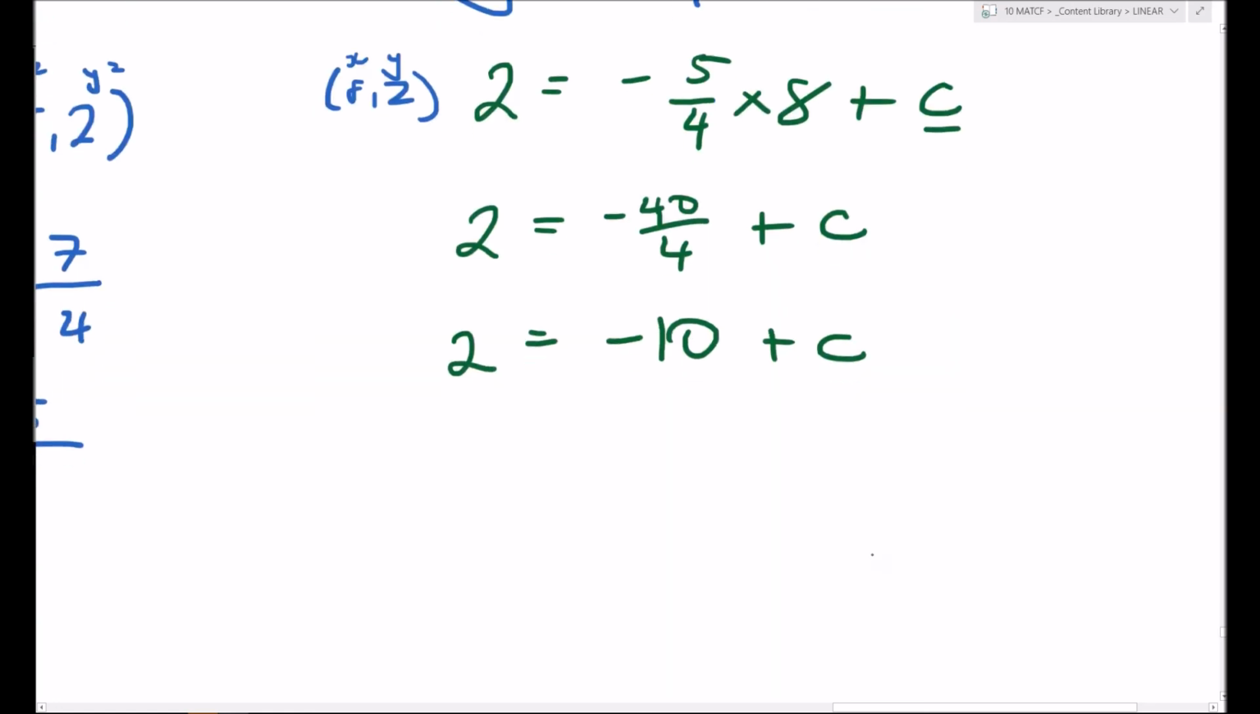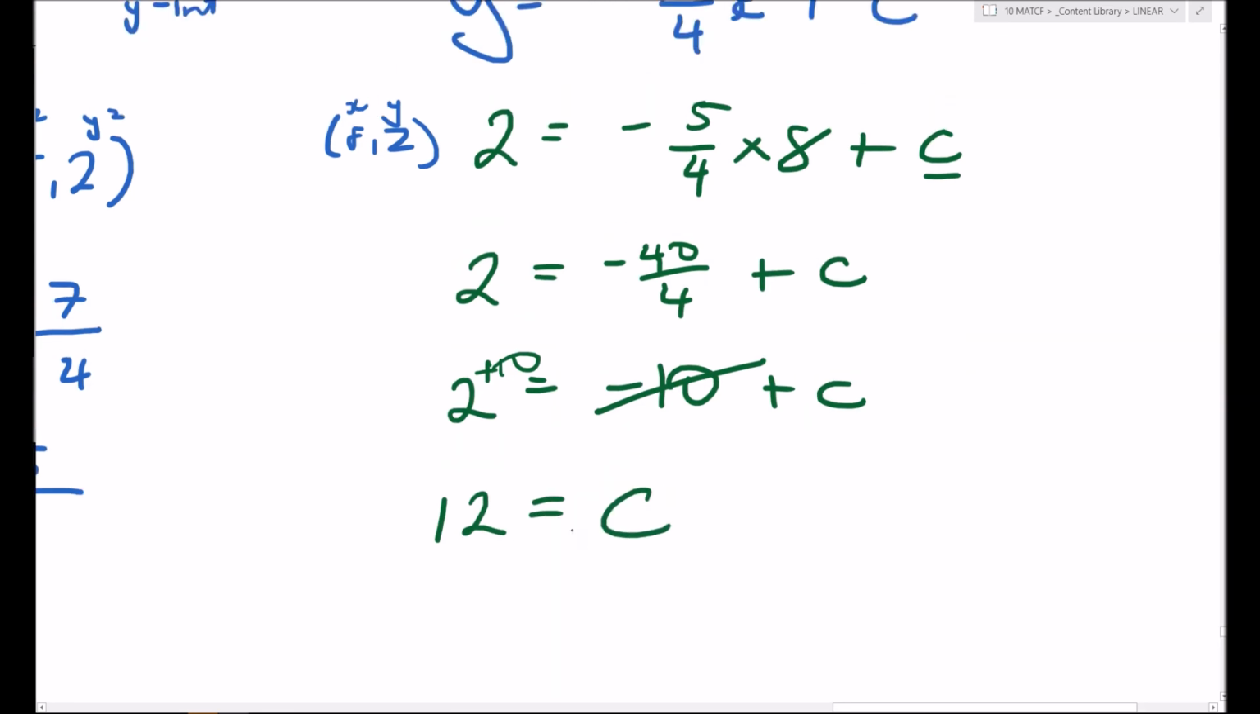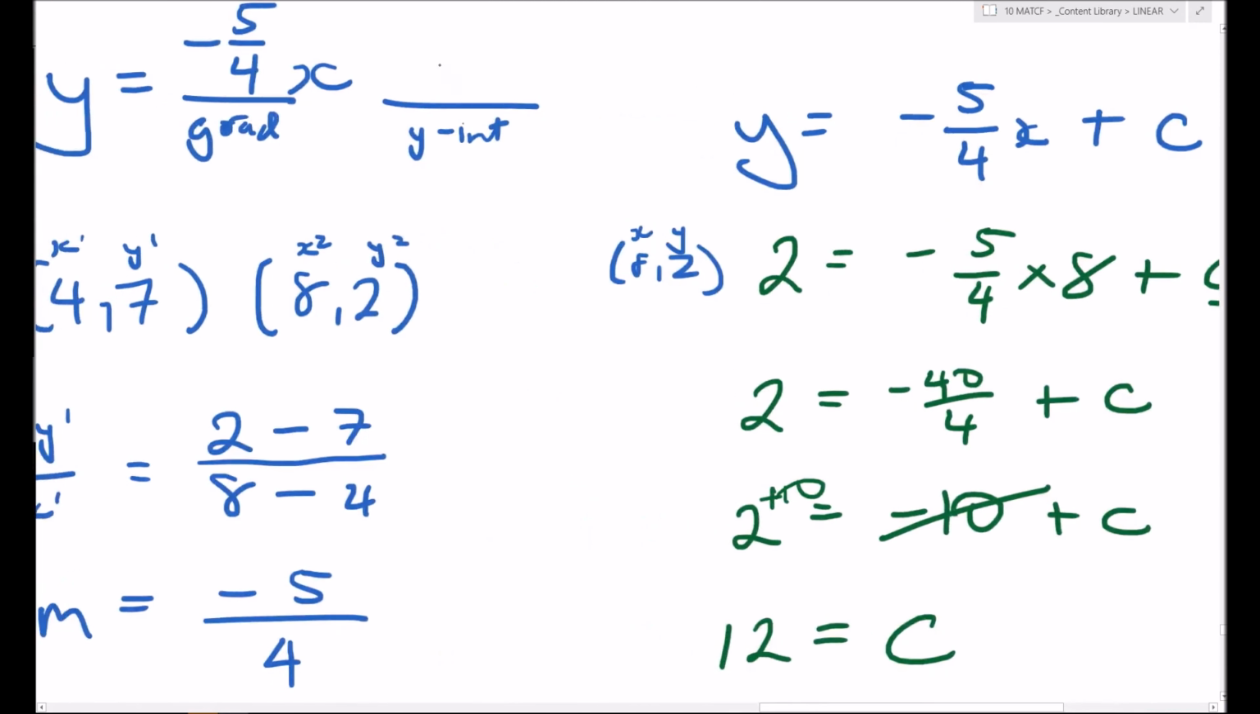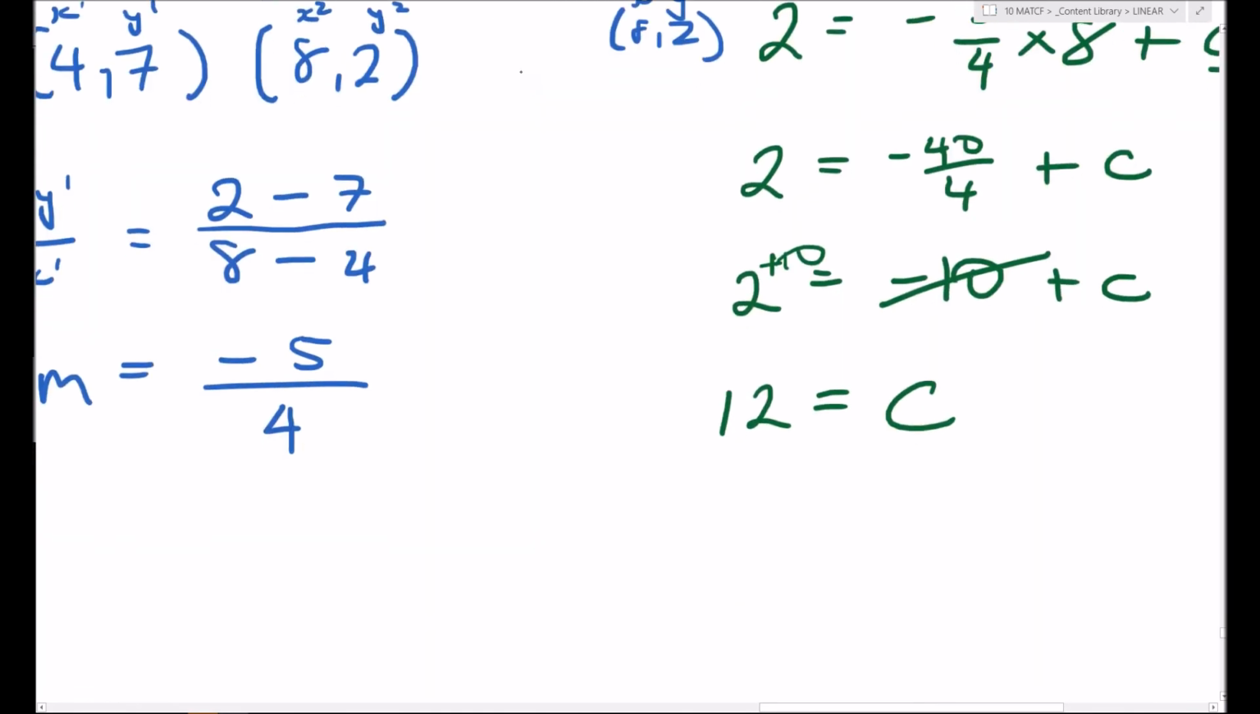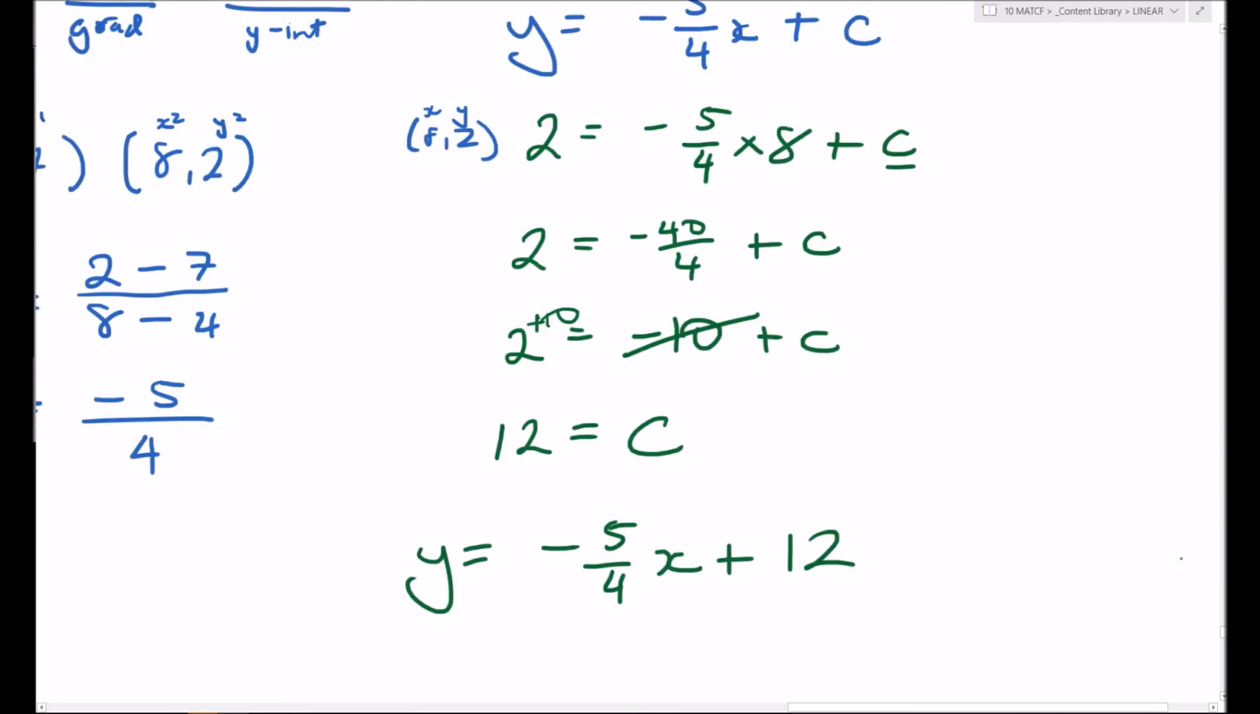You don't have to swap it around, but you can just do this as well. This is a minus 10, so it becomes a plus 10 here. Or you could just write it up here, plus 10. So that means c must be 12, or c equals 12. Same thing. So your y-intercept is 12. The final formula is y equals negative 5 over 4x plus 12. I hope that's made sense.